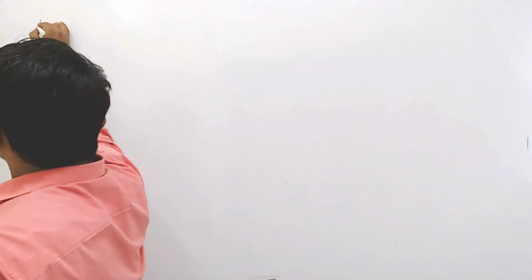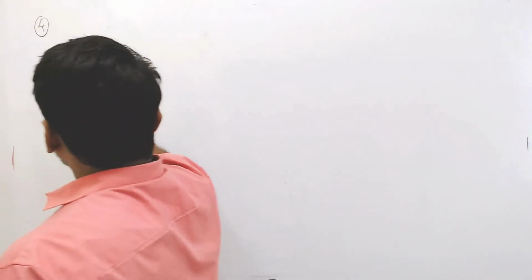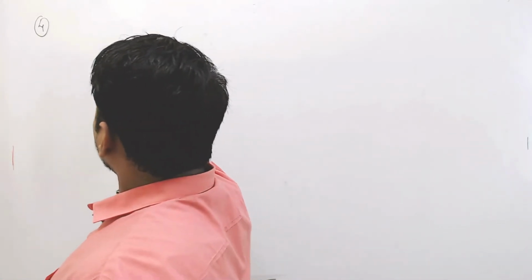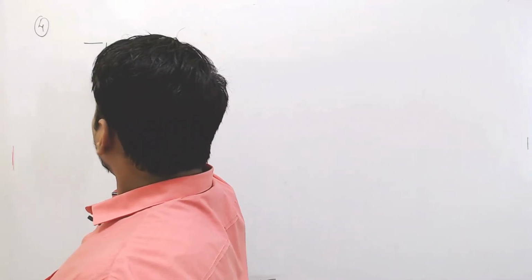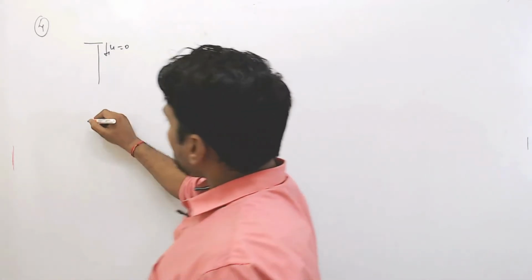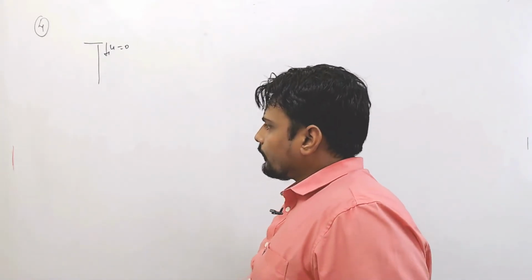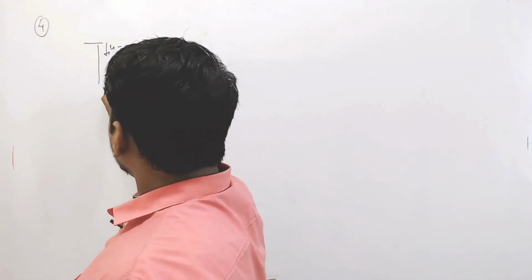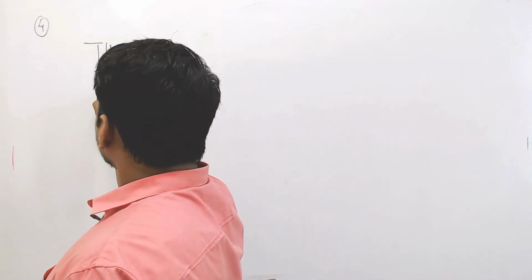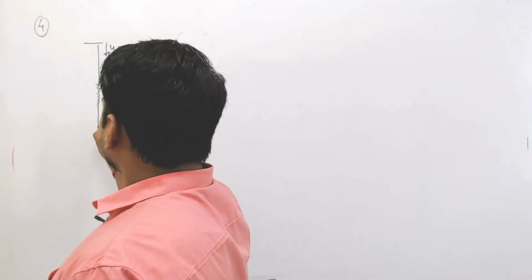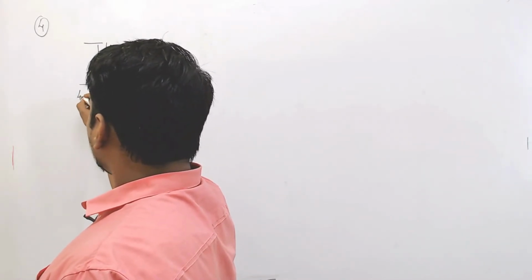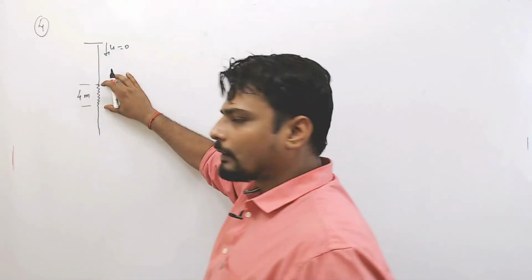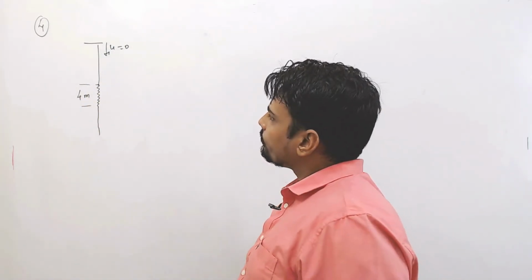Okay, so this is the fourth example. Let's say a body is dropped from here, U0, and it's coming down. It comes across a window over here. Let's suppose the height of the window is 4 meters.